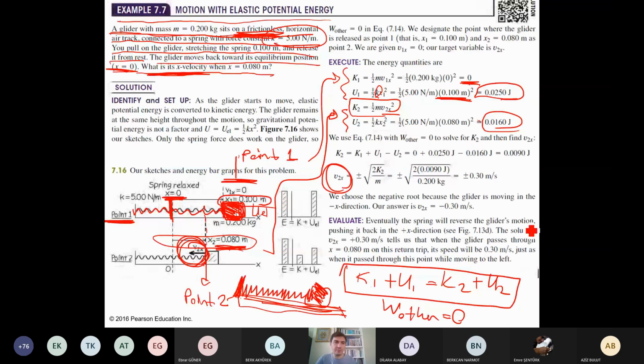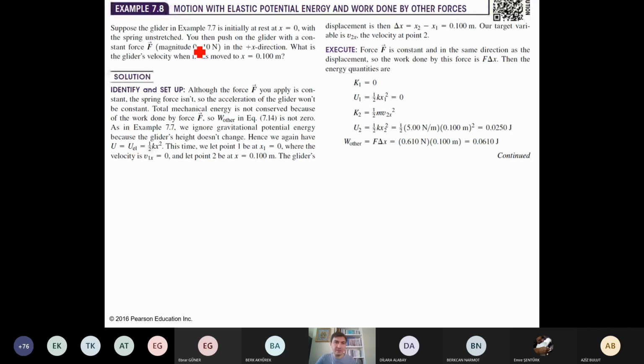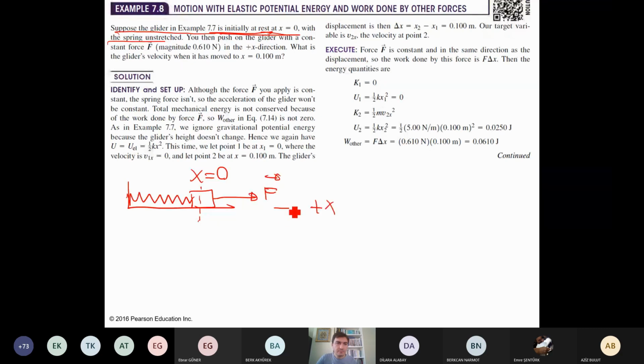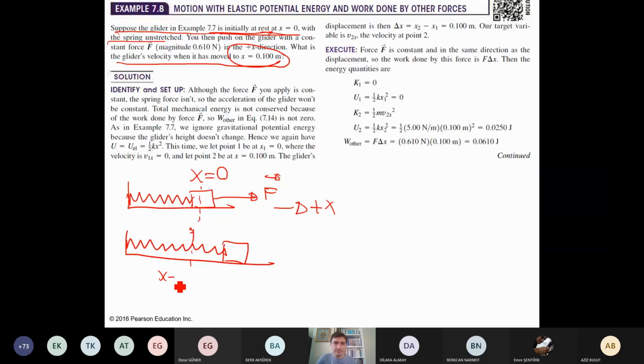And let me continue with another question. Suppose the glider in this example is initially at rest, with the spring unstretched, x is 0, in equilibrium, spring is unstretched. You then push on the glider with a constant force in the positive x direction. So you apply this force in the positive x direction, let's say. What is the glider's velocity when it has moved to x? This was x0. Now we have a new x position, 0.1 meter. So how to find this one? Displacement. What about displacement? Displacement delta x is this one, 0.1 meter.